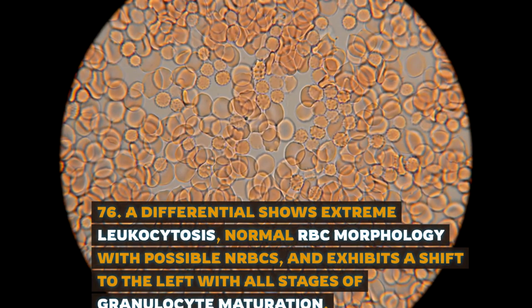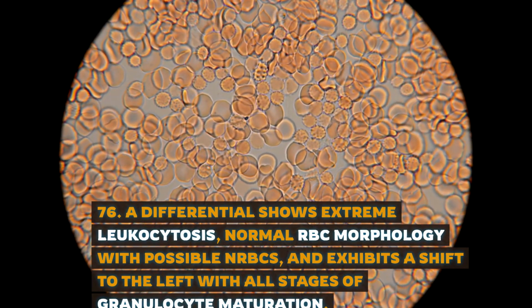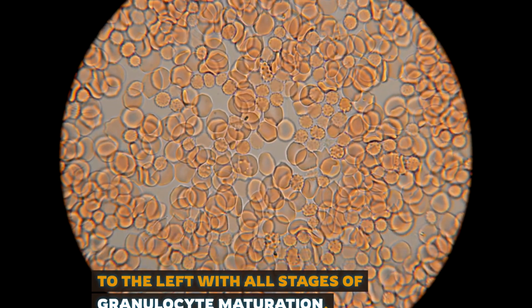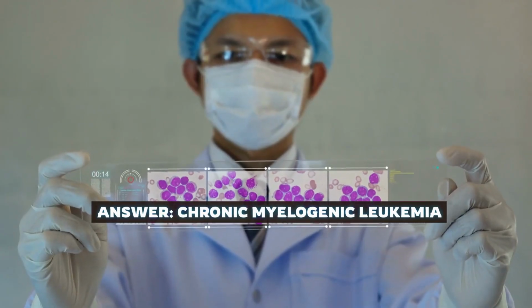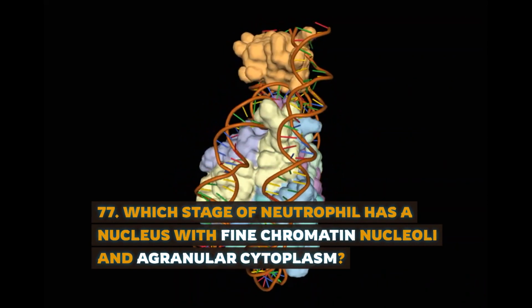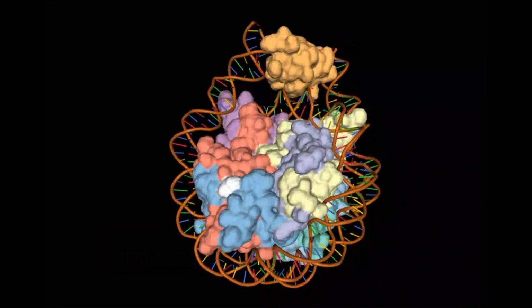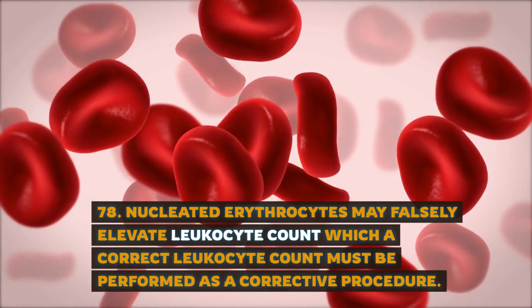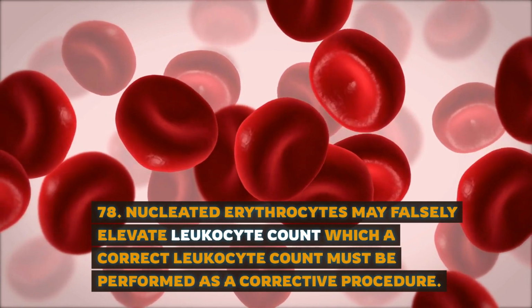76. A differential shows extreme leukocytosis, normal RBC morphology with possible NRBCs, and exhibits a shift to the left with all stages of granulocyte maturation. Which disorder is this? Answer: chronic myelogenous leukemia. 77. Which stage of neutrophil has a nucleus with fine chromatin, nucleoli and a granular cytoplasm? Answer: myeloblast.